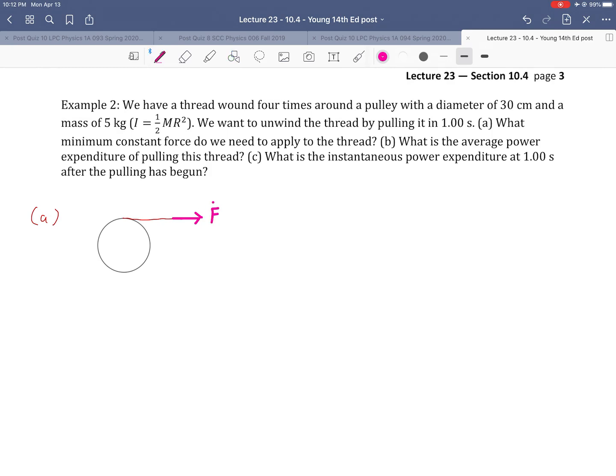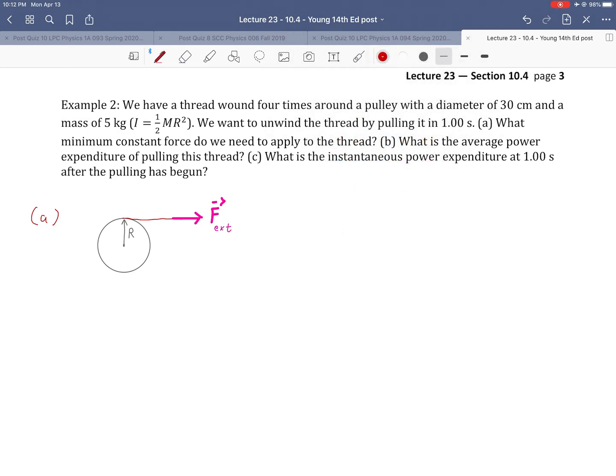So that is the force that we're interested in. That's going to be our minimum constant force. We'll just call this external force. That's what we're going to be applying via the thread to our pulley here. And then the pulley has a radius, because of course it has a center. So right here, and we'll give it a radius, and that is r. We know its diameter is 30 centimeters, so its radius will be half that.